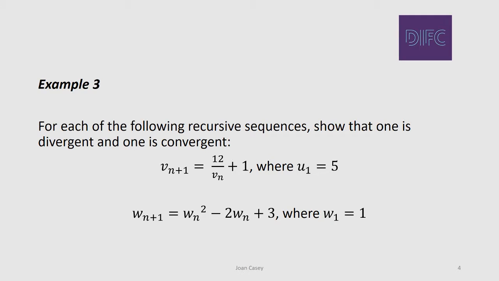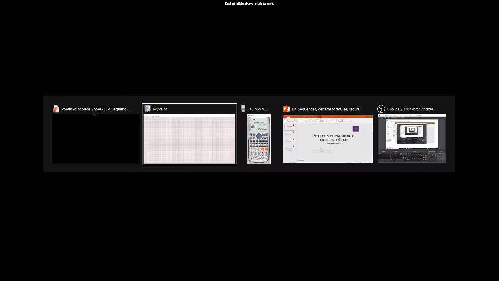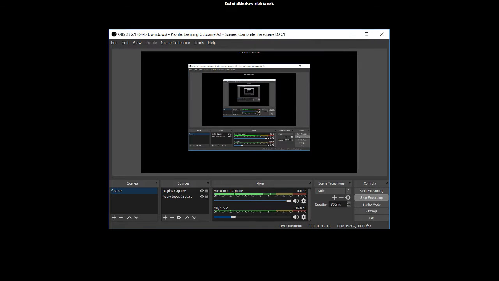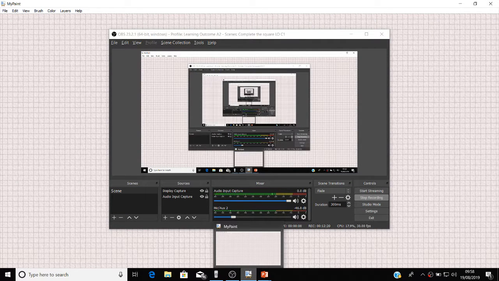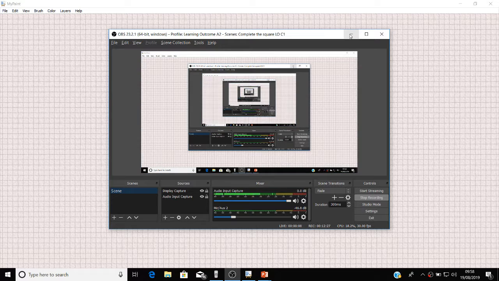The second one is W(n+1) equals Wn squared minus 2Wn plus 3, where W1 equals 1. I'll just take a look at that one. Maybe minimize the OBS here. Just minimize that screen there. And the recursive sequence was given by W(n+1) equals Wn squared minus 2Wn plus 3. And we're told that W1 equals 1.